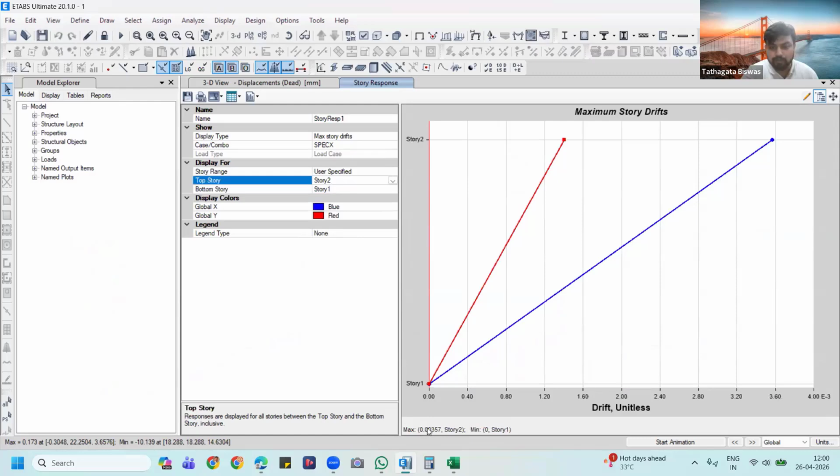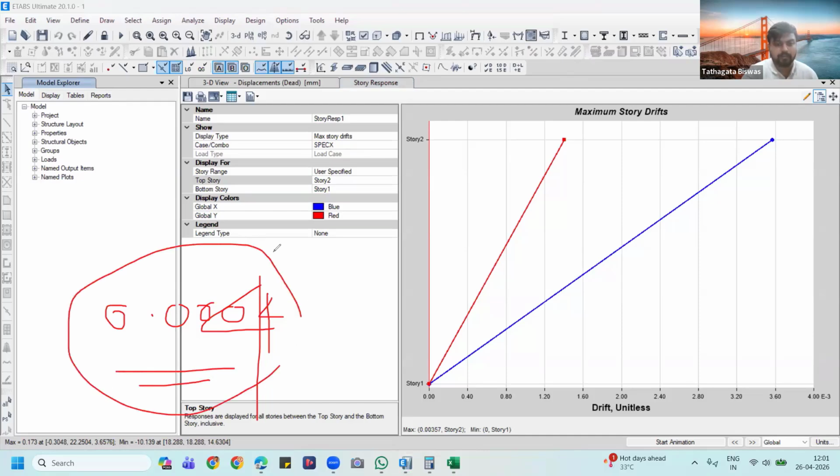Everywhere it should be less than 0.004. That is the value, that is the limit. Story drift should be within the limit of 0.004. This is the limit for story drift. So these two are the checks that you should do for earthquake analysis. You should also always do it for Spec X and Spec Y only in unfactored manner.